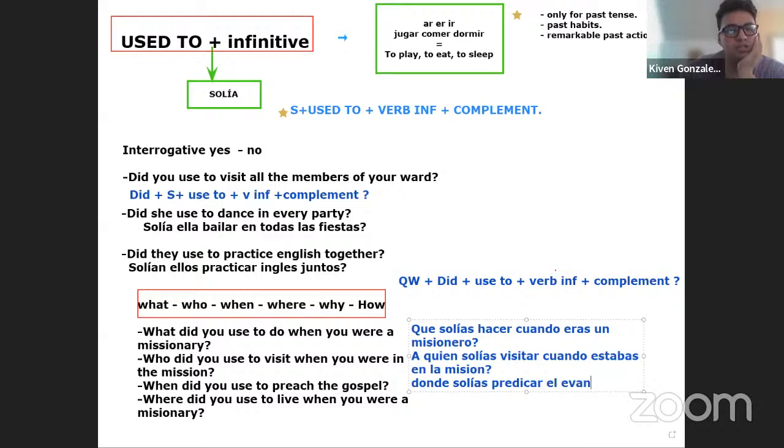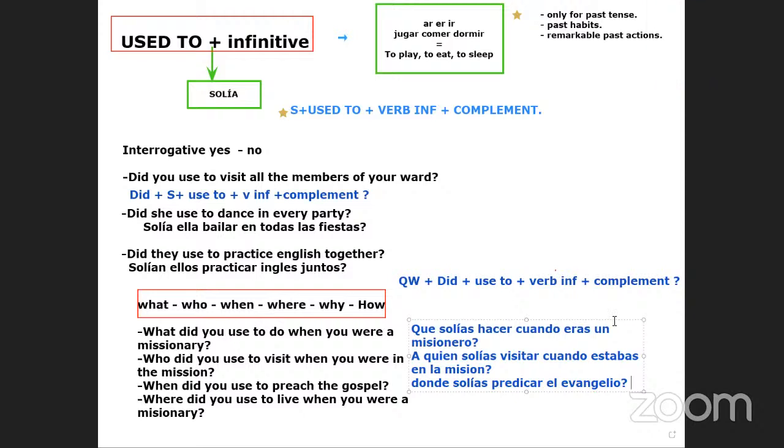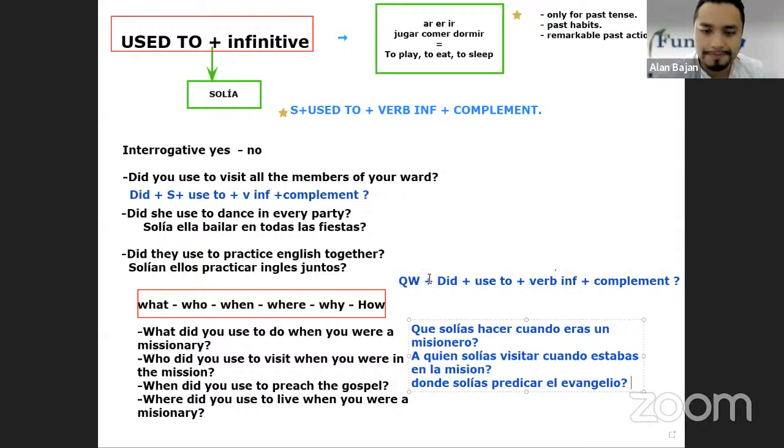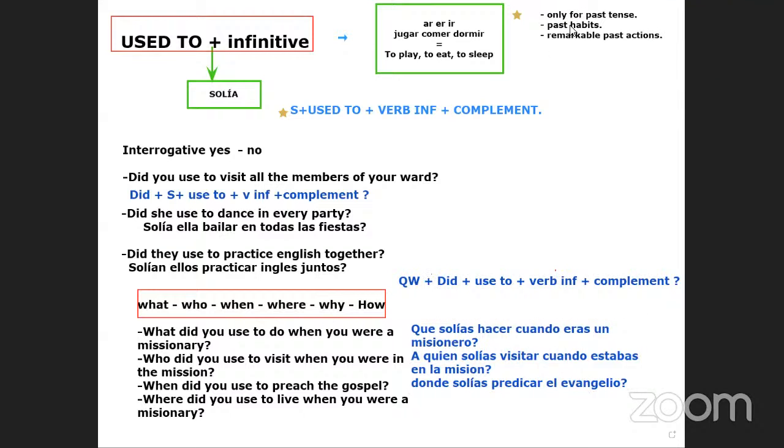Teacher, en la estructura no era necesario agregar el sujeto, ¿verdad? In English, yes. In Spanish, no, en inglés. Ahí es que aquí en la estructura, después de did va subject, ¿verdad? Oh yes, sorry. When. Right, when means cuándo, teacher? One second.